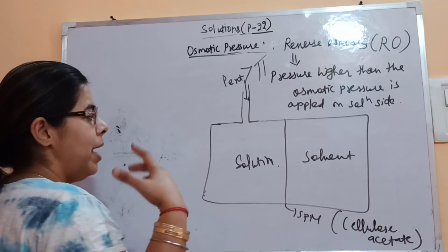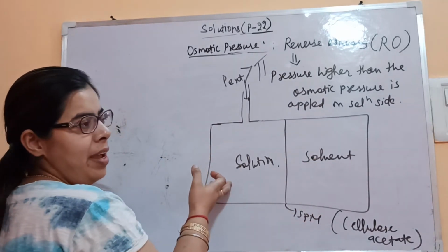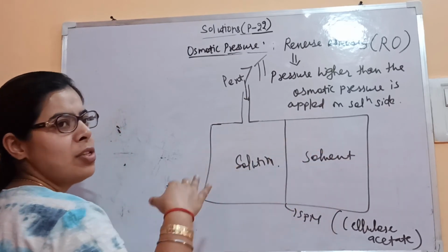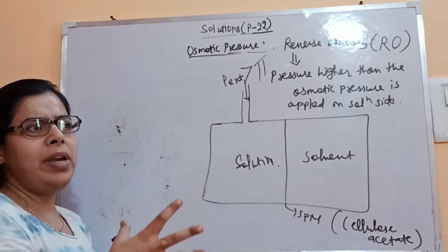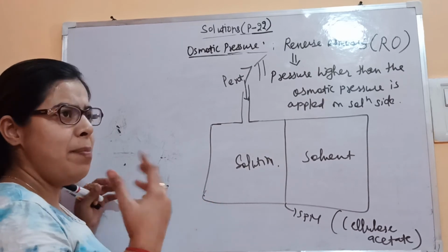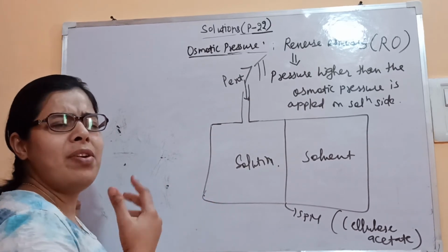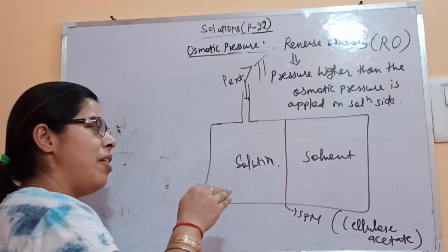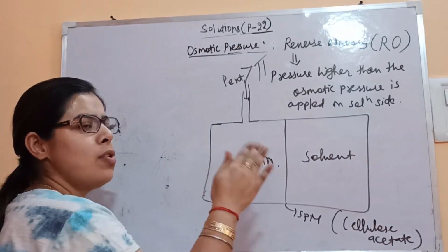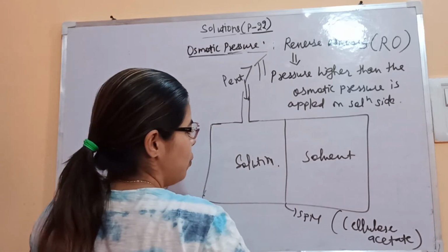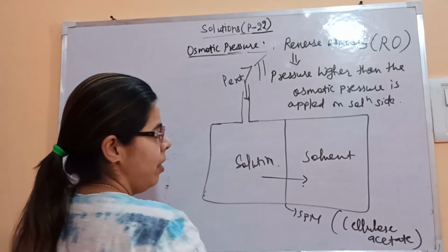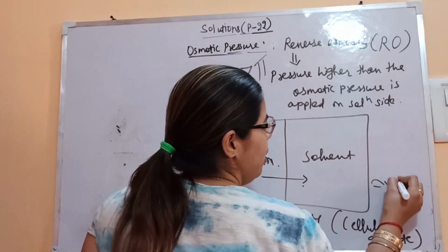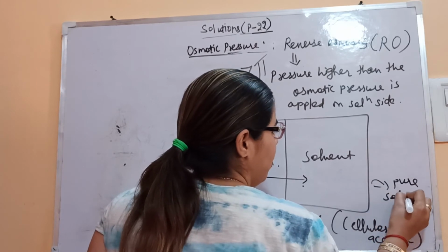Now what will happen? Instead of these molecules coming here, the solvent molecules will start moving from the solution side to the pure solvent side. So all the impurities present in the solution, like salt impurity or in sugar, whatever particle impurity is there, will be left behind, and all the solvent molecules will move here, from the solution side to the solvent side. So then we'll get only the pure solvent.